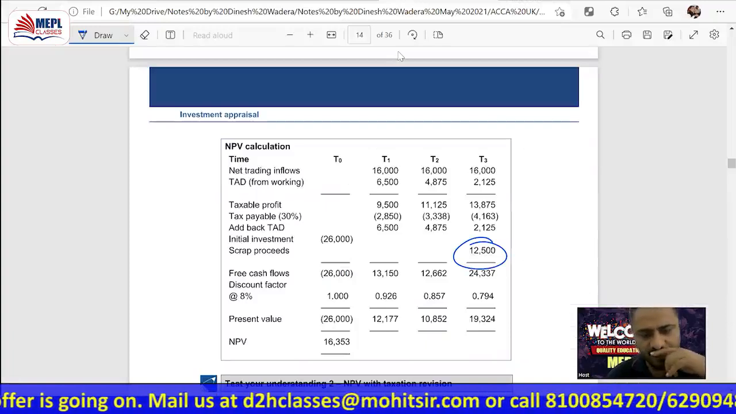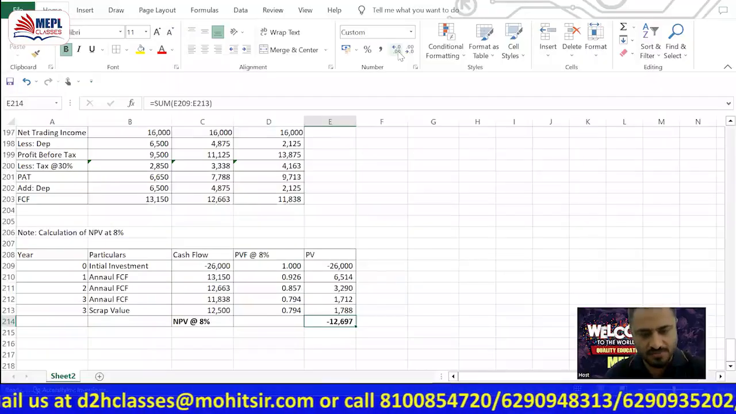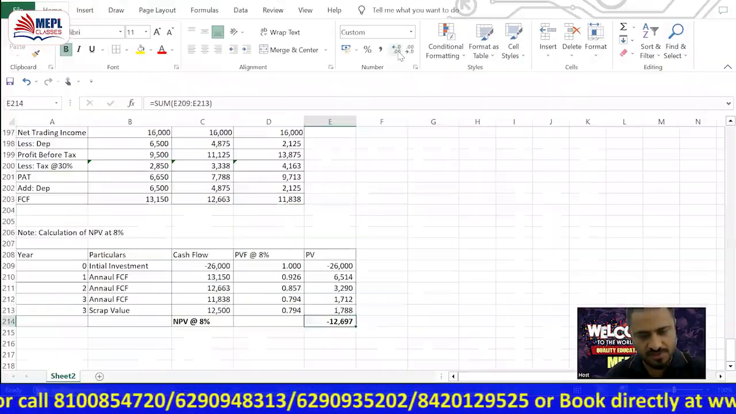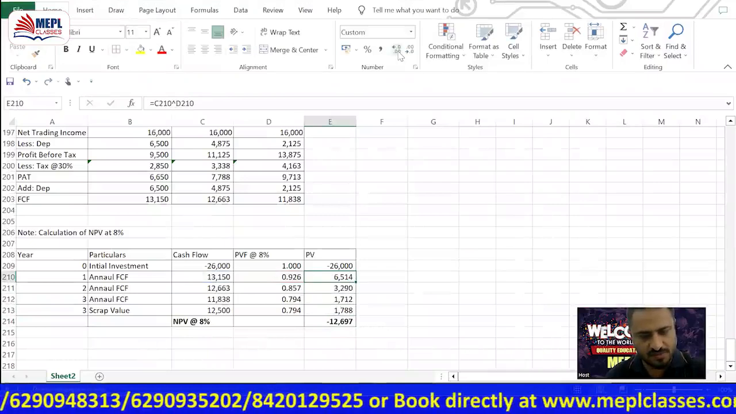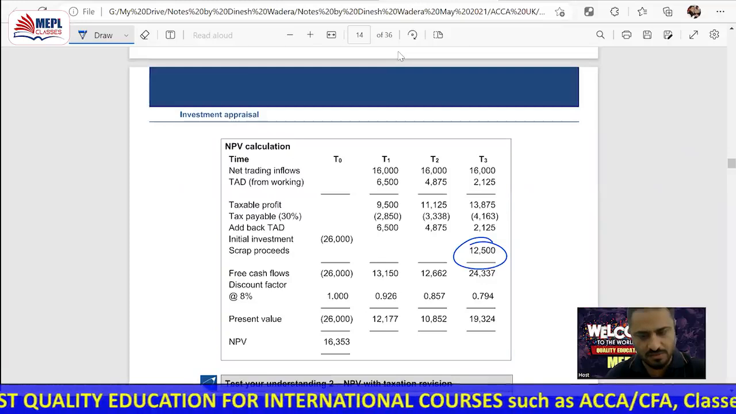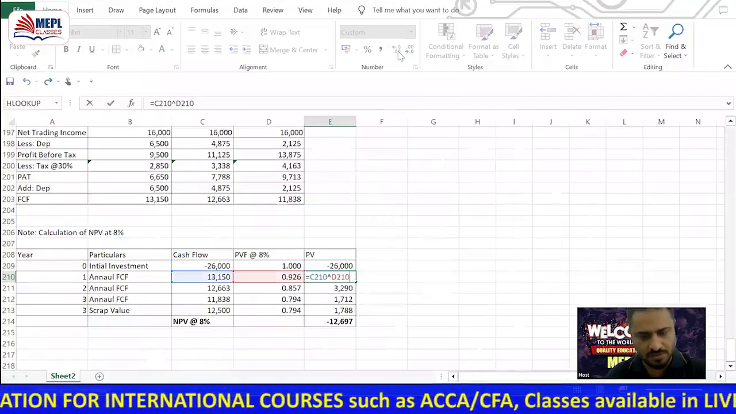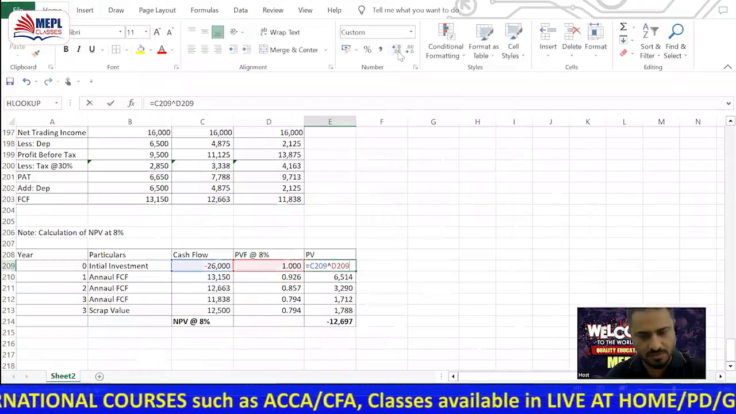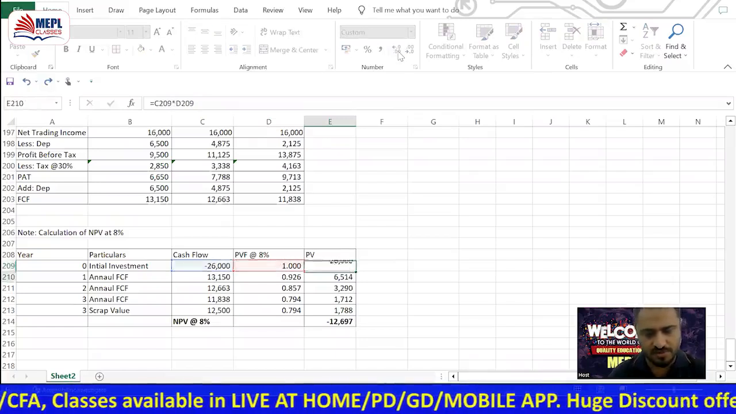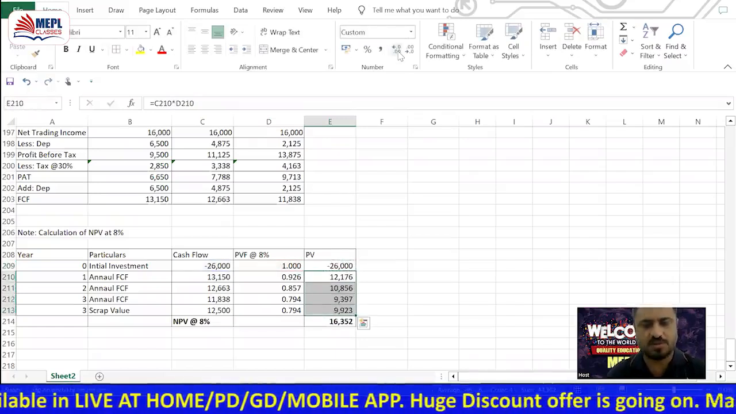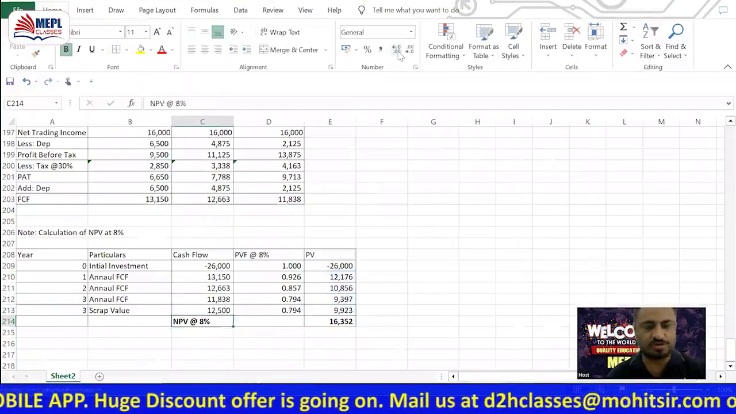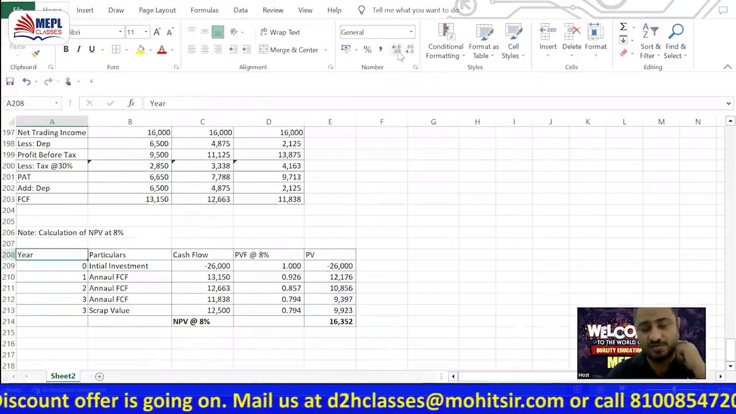Why is our value different? 26,000, first year 96. Formula is wrong, my mistake. Yeah, 16,352, 353, all good. So this is how we get an NPV.